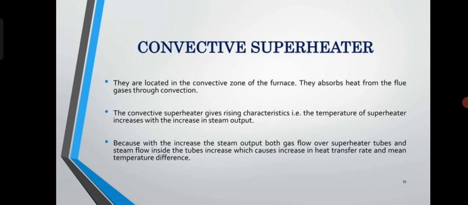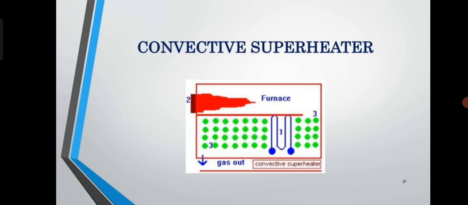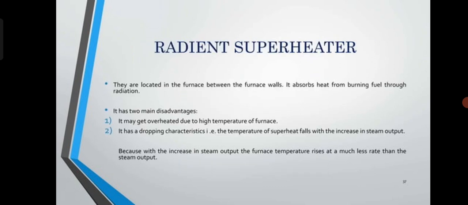Convective superheaters are located in the convective zone of the flue, and absorb the heat from flue gases. The convective superheater has a rising characteristic: the temperature of steam increases with the steam output. Because with the increase of steam output, both the gas flow over the superheater tubes and the steam flow inside the tubes increase, which causes an increase of heat transfer rate and mean temperature difference. This is a diagrammatic part of the convective superheater.